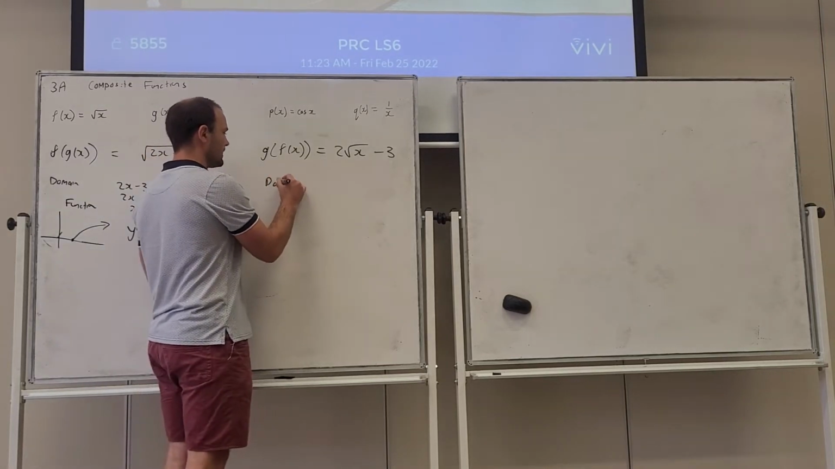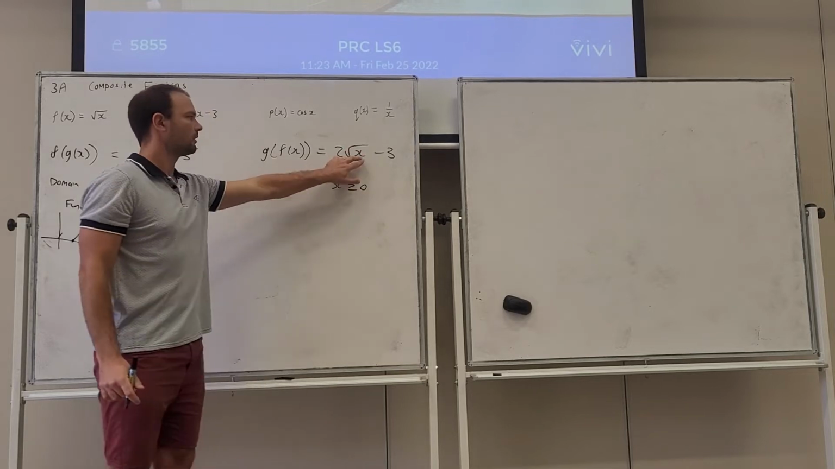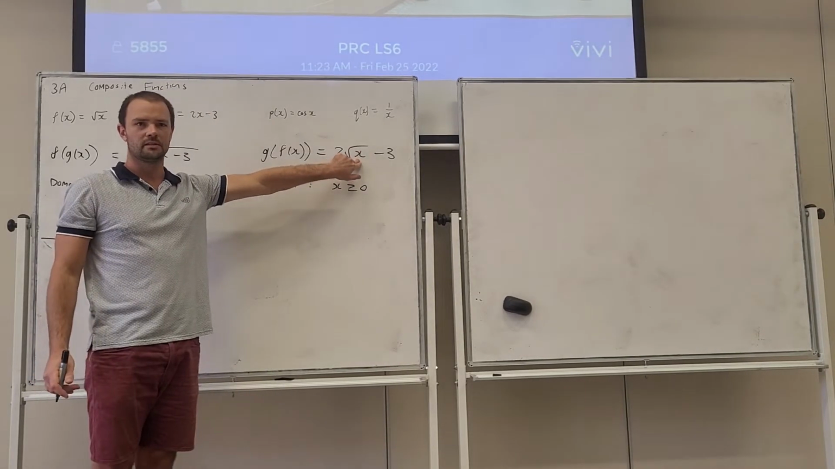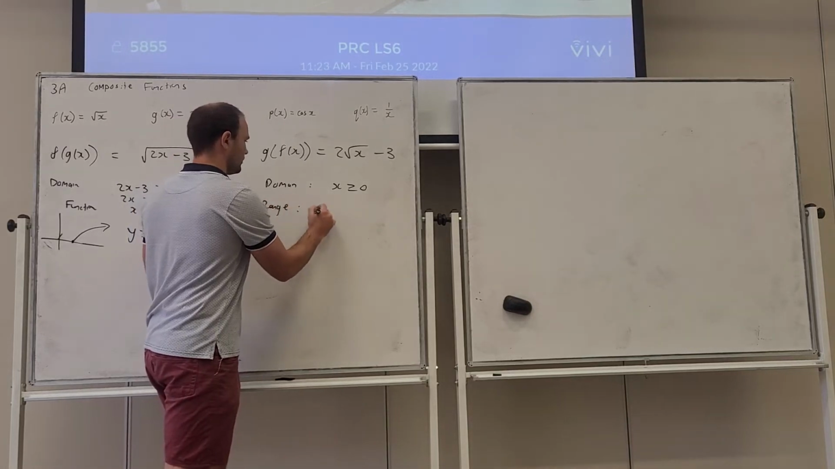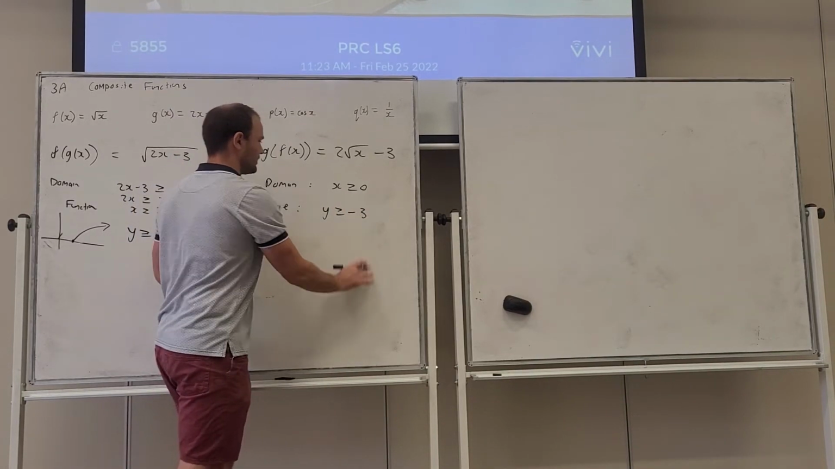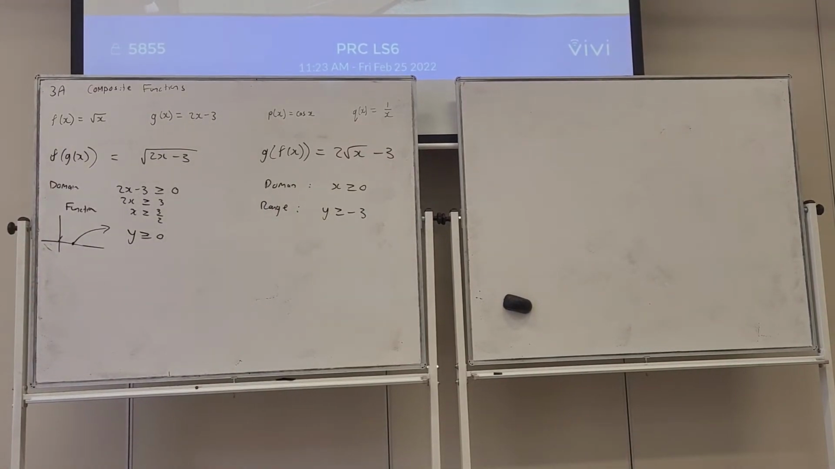So when we do the domain, we're just going to have x has to be greater than or equal to 0. That number in there just has to be 0 or larger. And then for y, the range is going to be greater than or equal to -3. The reason is because it's been shifted down 3 units.